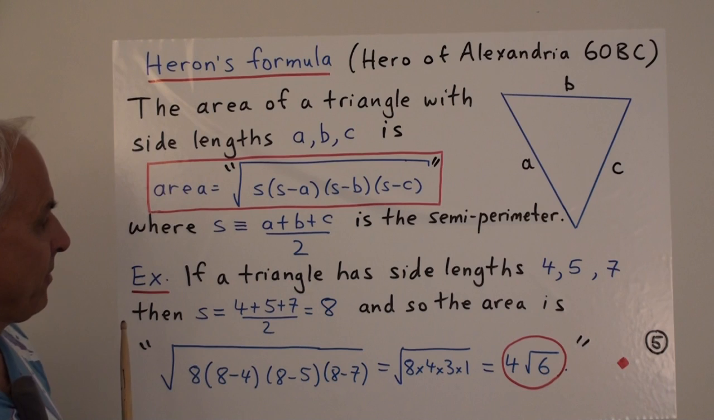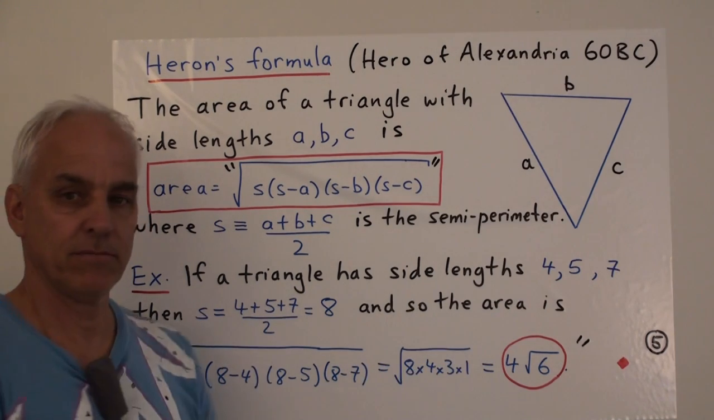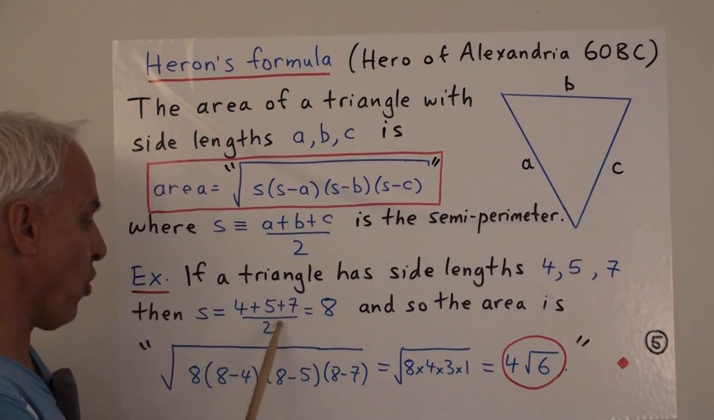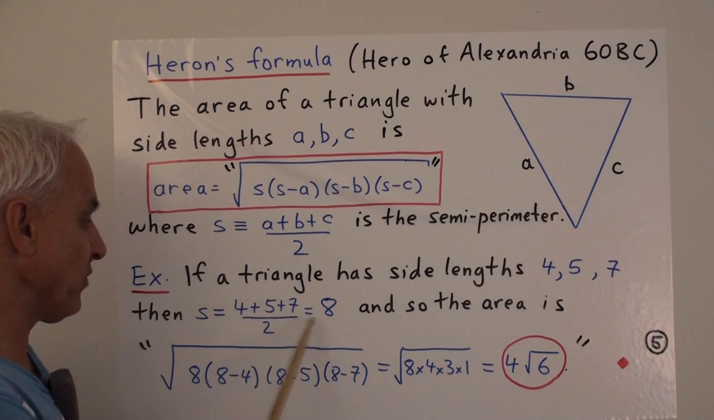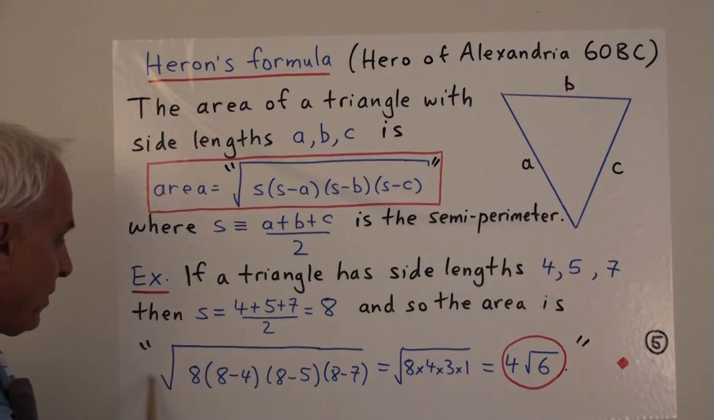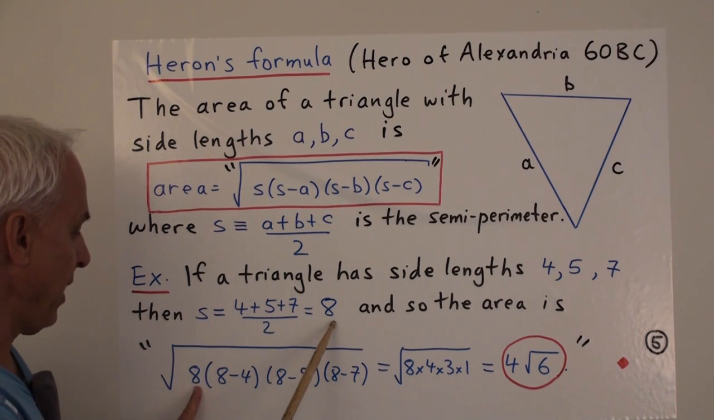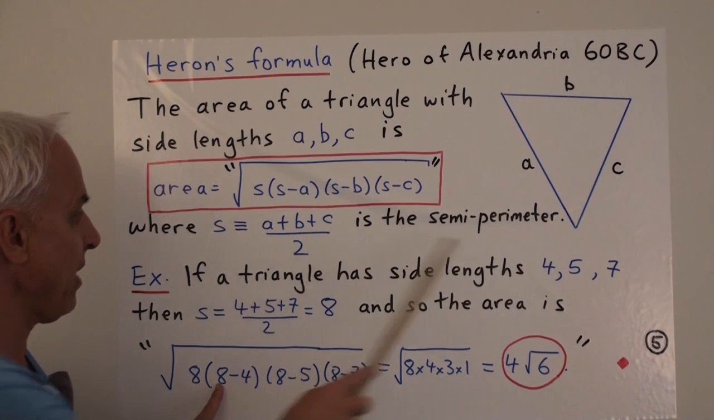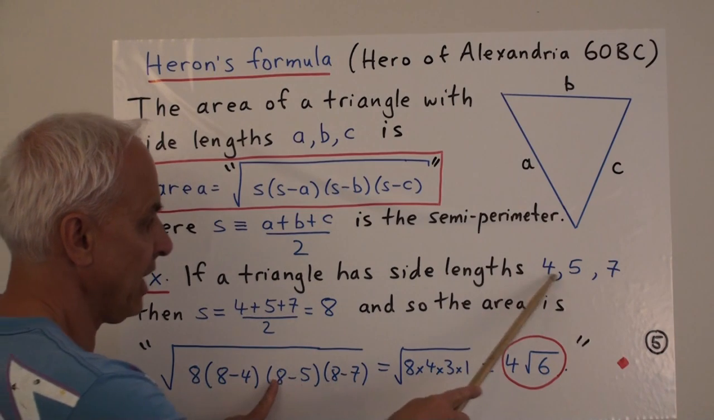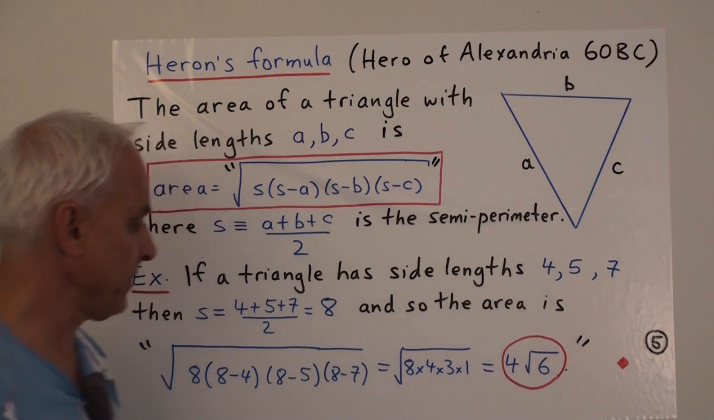Alright, so here's an example. Suppose that a triangle has side lengths, say 4, 5, and 7. Okay, then the semi-perimeter would be (4 + 5 + 7) over 2. That's 16 over 2, that would be 8. And so Heron's formula would say that the area is the square root of, there's the S, which is 8, and then S minus A, that's 8 minus 4, times S minus B, that's 8 minus 5, times S minus C, or 8 minus 7.